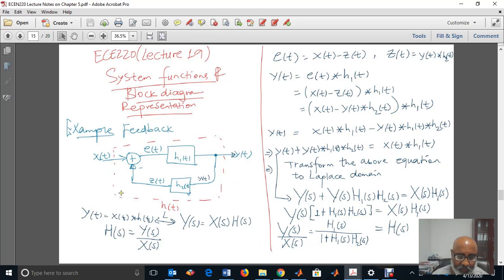So that means if we say this is a block of the feedback system, if we represent the overall system by h of t, then h of s is the transfer function of the overall system, which is y of s over x of s. So in terms of h1s and h2s, this is the expression or the result for h of s.